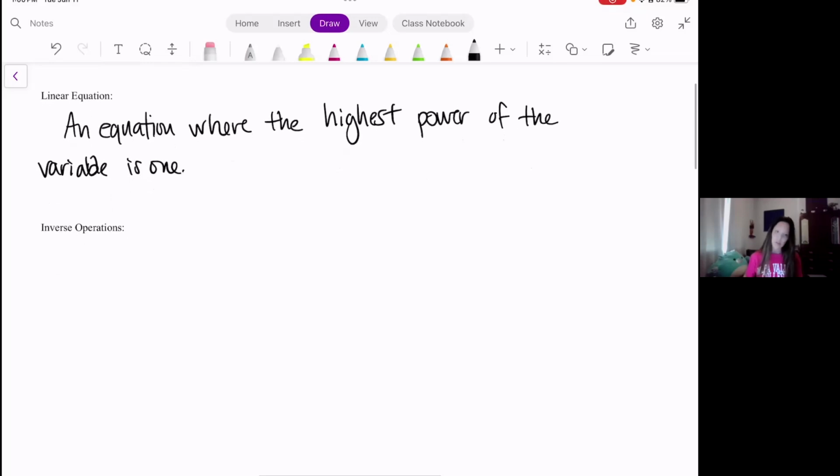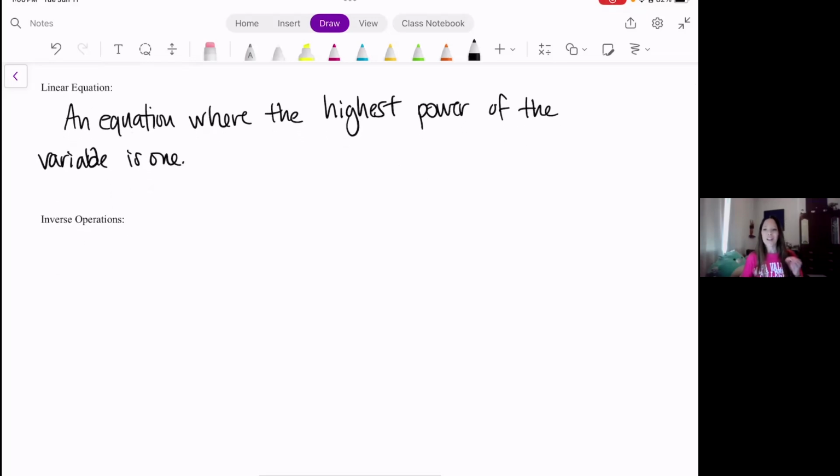Inverse operations are operations that undo each other. If I give you $5, I take $5 away, I'm back to where I started. They undo each other. If I doubled something, taking half of that would undo it and get me back to where I started. Multiplication and division, and addition and subtraction are inverse operations.